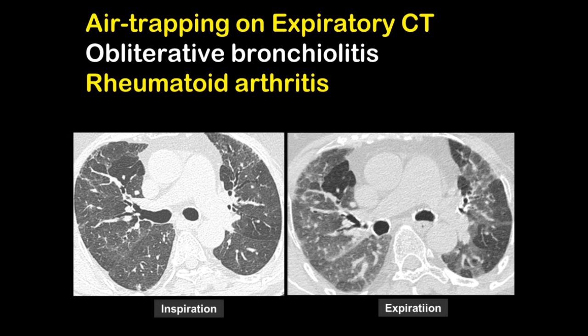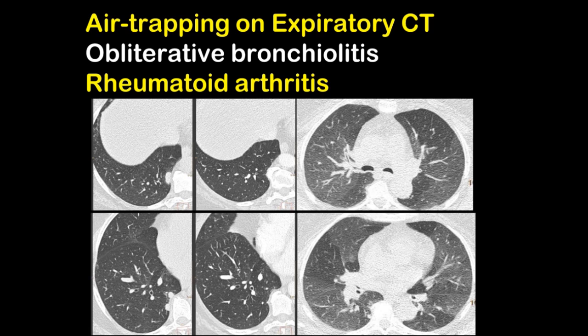Rheumatoid arthritis, as we mentioned before, is another cause of obliterative bronchiolitis. Here's an inspiratory CT where we see areas of mosaic attenuation, normal lung, and areas of diminished attenuation. We perform the expiratory CT and we see perfectly the areas of air trapping in both lungs due to constrictive bronchiolitis.